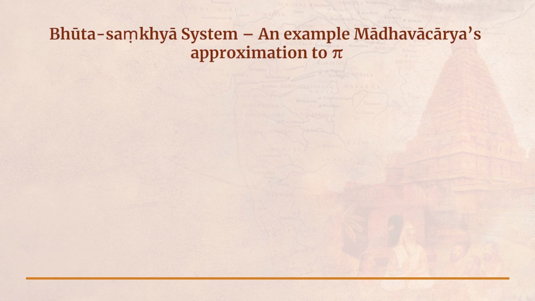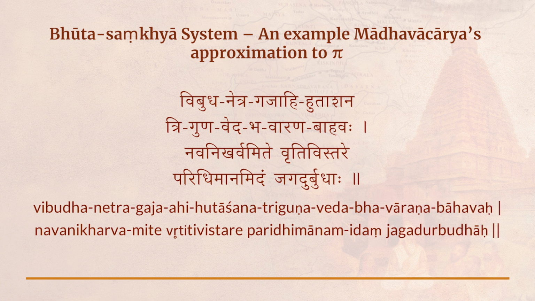What you see here is basically Madhavacharya's approximation to pi. So let us read the shloka first. It says, Vibudha Netra Gajahi Hutashana Triguna Veda Bhavarana Bhagavaha, that is line 1. Then Nava Nikarva Mitehe Vritti Vistare Paridhimanamidam Jagadarbhudaha. Actually, it's a nice shloka to remember. Once you memorize it, the shloka will remain with you. That's the power of a shloka.